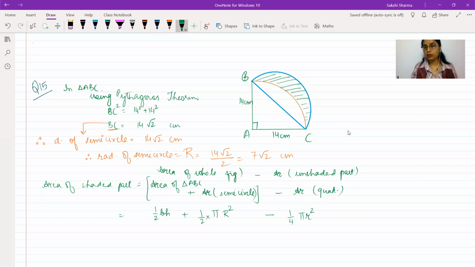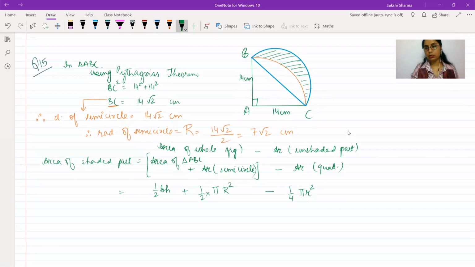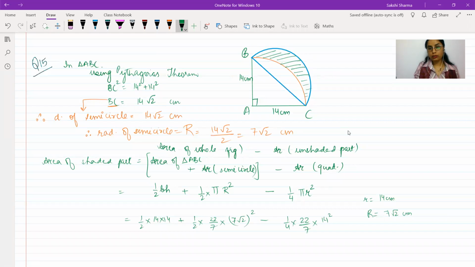Now for the quadrant, I have represented the radius as small r so that you can distinguish. Don't use the same variable. Radius is 14 centimeters, small r for the quadrant, and capital R is 7 times √2. So use the values carefully. The base and the height of the triangle are 14 each. The value of pi as such is not indicated, so we will be using it as 22/7. Then 7√2 squared minus 1/4 22/7 into 14 squared.